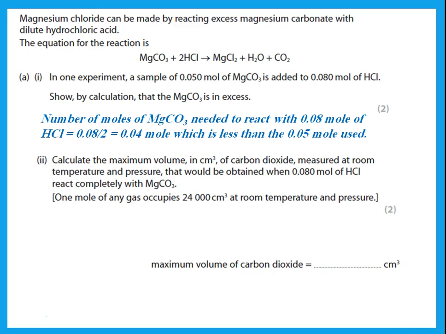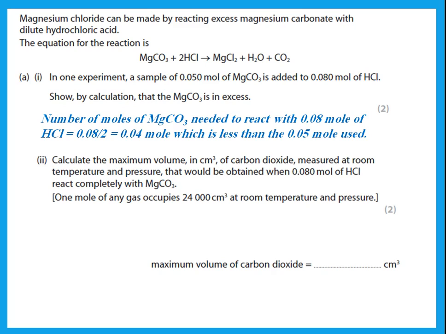The number of moles of magnesium carbonate needed to react with 0.08 is half of that. So I need 0.04 mole, and this is less than what he actually added. That means he added too much, and that means the magnesium carbonate is in excess. And we said once it is in excess, that means you don't use it for any calculations after that. Calculate the maximum volume in cm³ of carbon dioxide measured at room temperature and pressure that will be obtained when 0.08 mole of HCl reacts completely with magnesium carbonate.